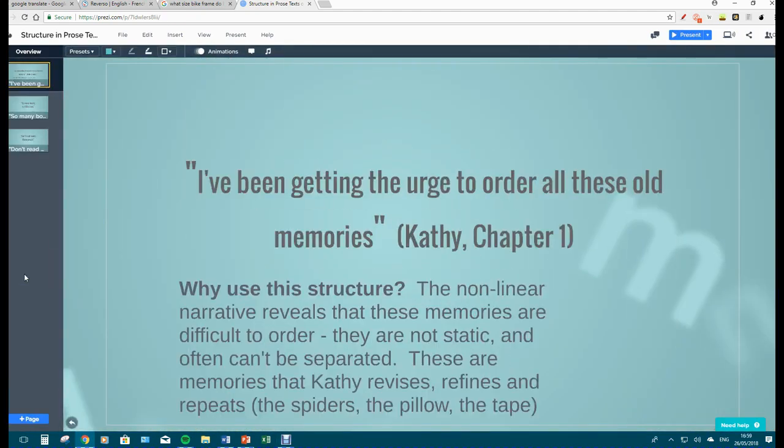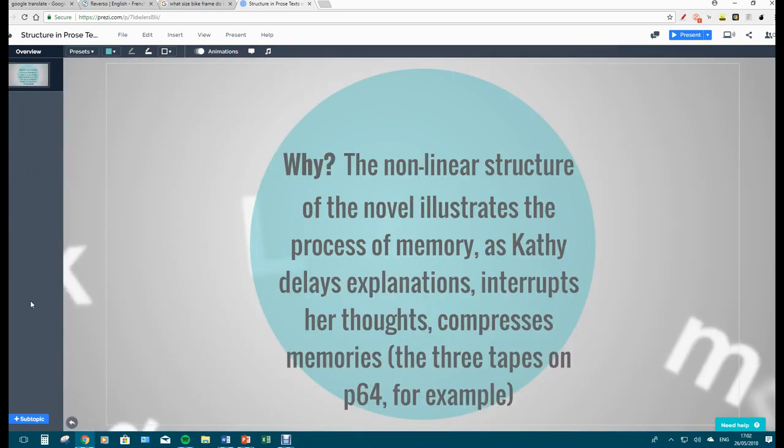Basically, this is what she says: "I've been getting the urge to order all these old memories." She talks about ordering memories. So if you look at page 64, you've got those three tapes all mentioned on page 64, and then she will elucidate which tape she's referring to as you go through the novel.